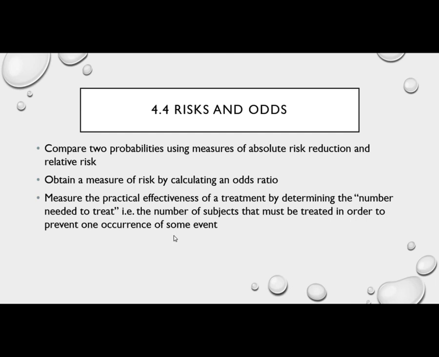So we move into risk and odds. And again, I'm going to do this a little bit out of order from the textbook. We're going to compare 2 probabilities using measures of absolute risk reduction and relative risk. We're going to measure risk by calculating an odds ratio. We're going to measure the practical effectiveness of treatment by determining the number needed to treat.